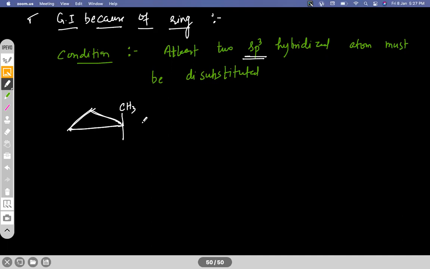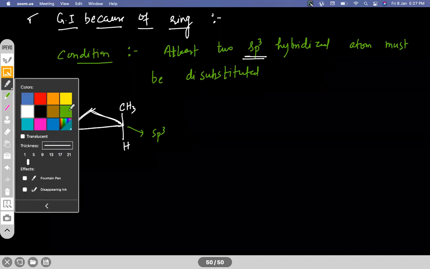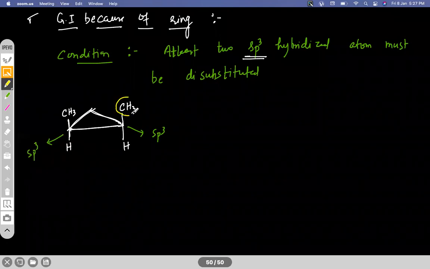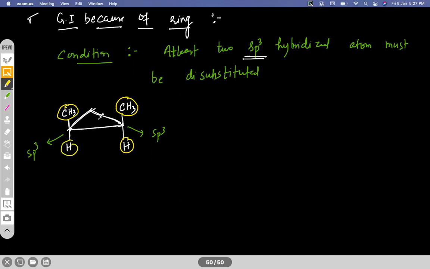If you have CH3 here and H here, and CH3 here and H here, right? First of all, this is sp3 hybridized. So two atoms are sp3 hybridized, and they are disubstituted also. Disubstitution means these two groups must be different, atom or group, at the sp3 hybridized carbon. Then only GI is possible. So in this compound, because of the ring, GI is possible. And the stereocenter is nothing but the ring over here, and we say geometrical isomerism is possible because of the ring.